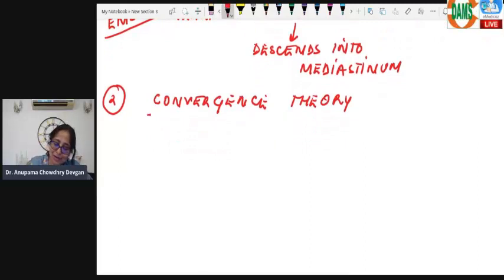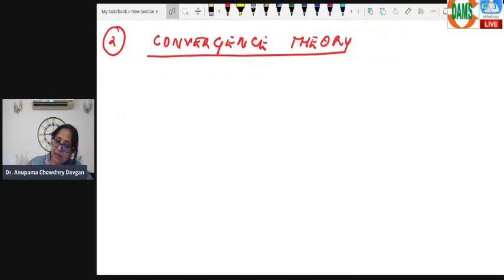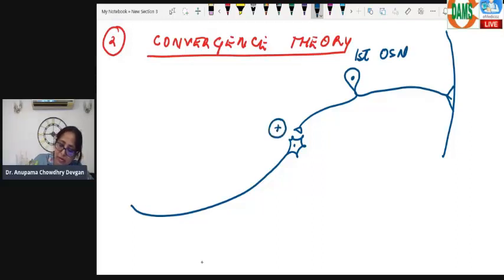There is also a convergence theory for referred pain. What is convergence theory? Remember, this is the second order sensory neuron. From the skin, you have the first order sensory neuron which converges. This was the first order sensory neuron. It stimulates the second order sensory neuron.